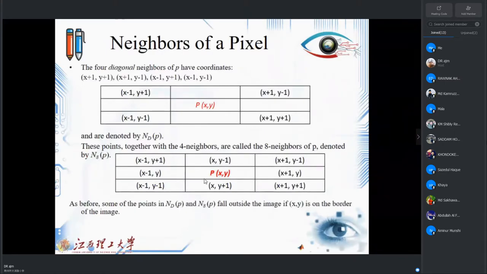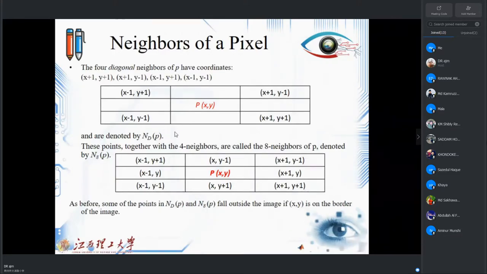Let us see the four diagonal neighbors of p and their coordinates. Even we can have this form of neighbors, which have the difference of plus and minus of y and plus and minus of x, like this, as I showed in the first one, which we call ND(p). ND is something like that: x minus one on one side and y plus or minus, and x plus one on the other side, and y plus or minus. This form we call the neighbors ND.